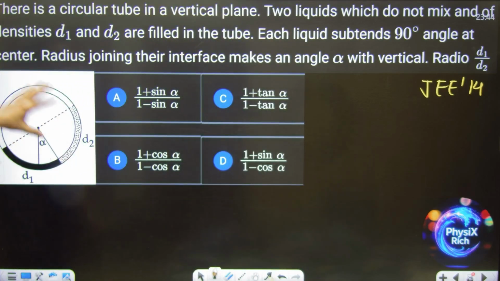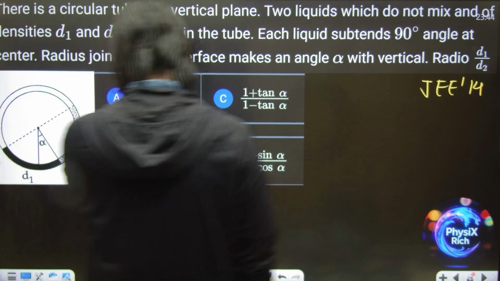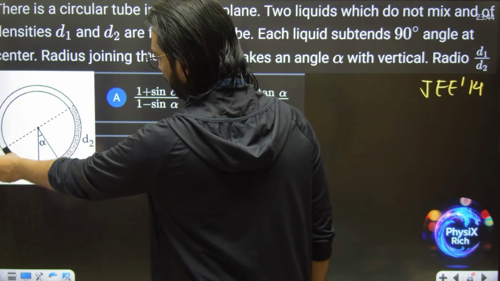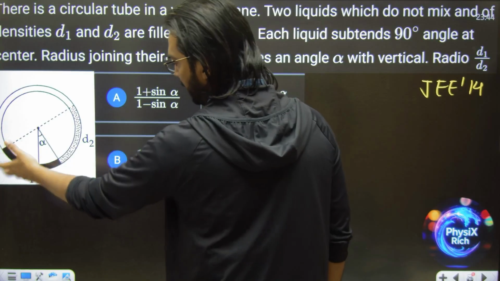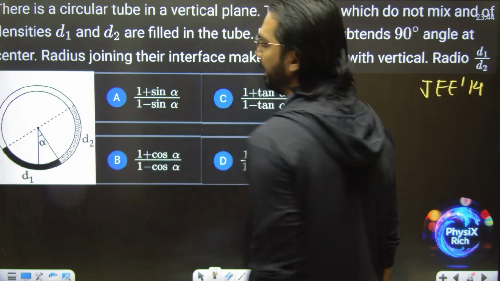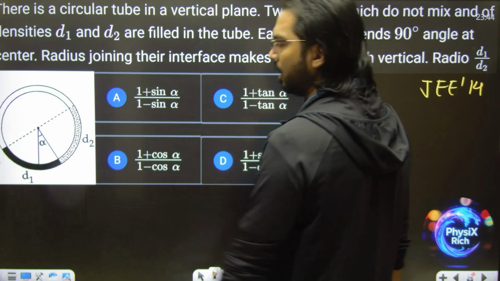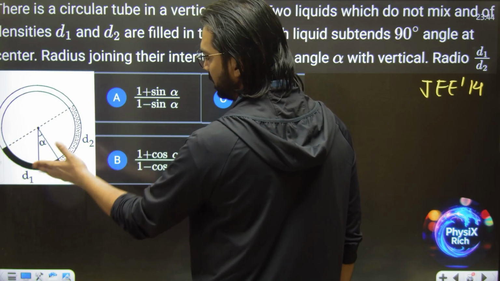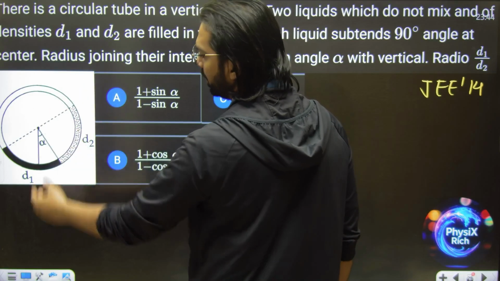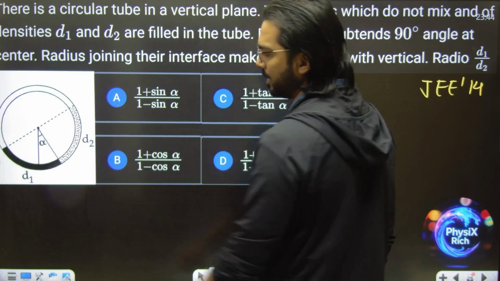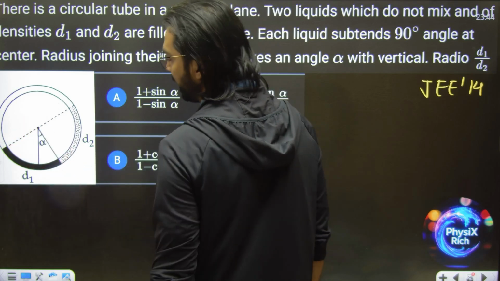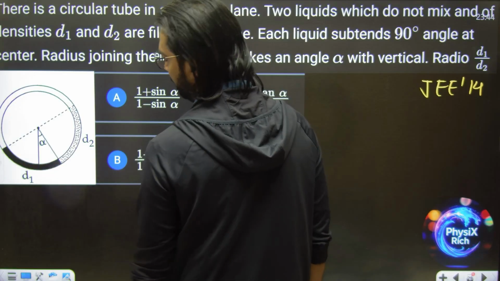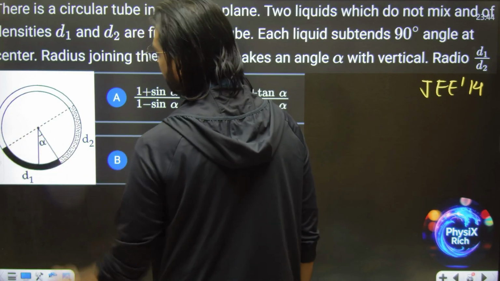So we have a circular tube. In this circular tube, there is a fluid filled such that this fluid has a D1 density and this other fluid has a D2 density. Clearly you can see that the density D1 will be more than the density D2. That's the reason why D2 is pushed slightly higher up, and D1 is pushed down. It says that they both make the same 90 degrees angle at the center, which means that this arc length and this arc length must definitely be the same because the angles they're subtending are the same.